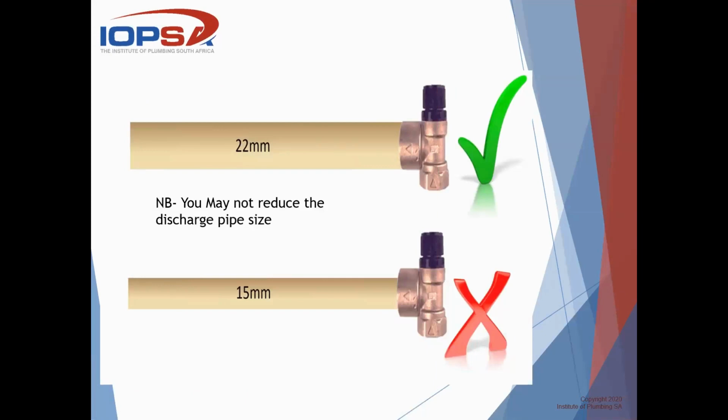So, as I mentioned, you can't use anything smaller. You may not even reduce the discharge pipe at any stage. If you look at the top right-hand picture, you can see a big green tick. It's a TP valve, and the discharge pipe size there is a 22 millimeter pipe. The bottom one, as mentioned, is incorrect because it has been reduced, and that's not allowed.